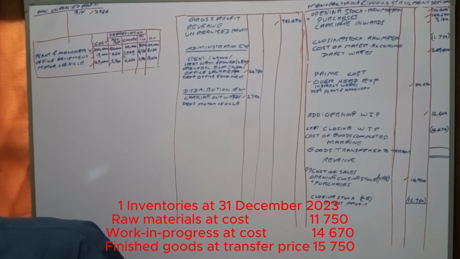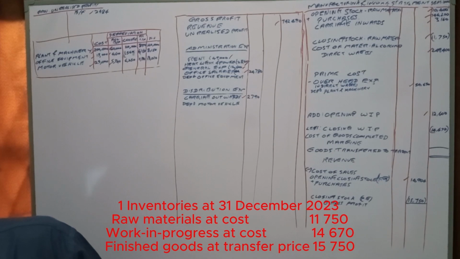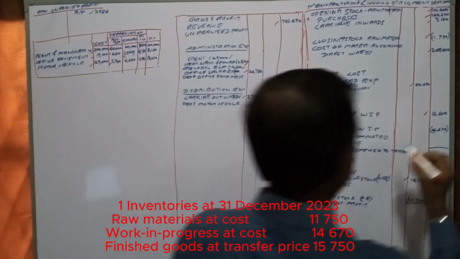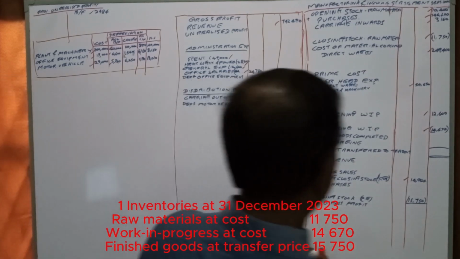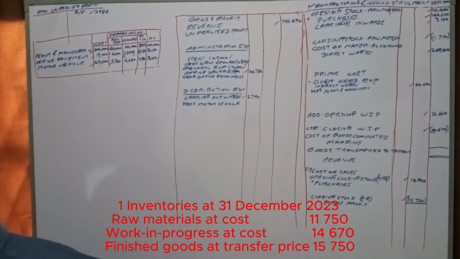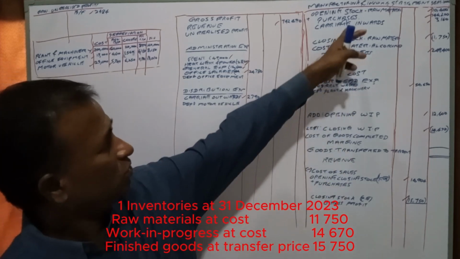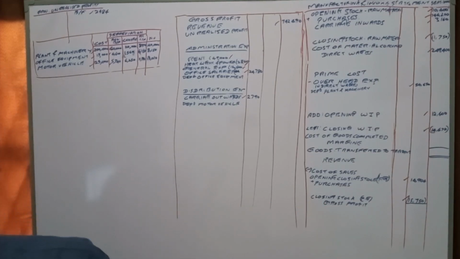Inventories as at 31st December 2023: raw materials cost 11,750, work in progress 14,670, and finished goods 15,750. Up to number 1 we have done, and for the balance sheet it should go at the closing balance. They have asked now.